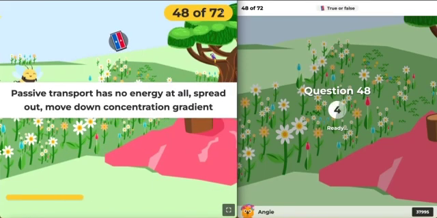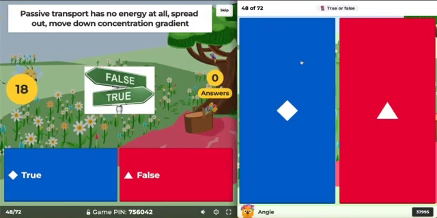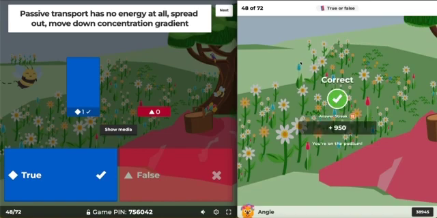True or false? Passive transport has no energy at all, spread out, move down in concentration. And this is going to be true. They do not have energy, and they do move down in concentration. They spread out. They want to make the concentration even.